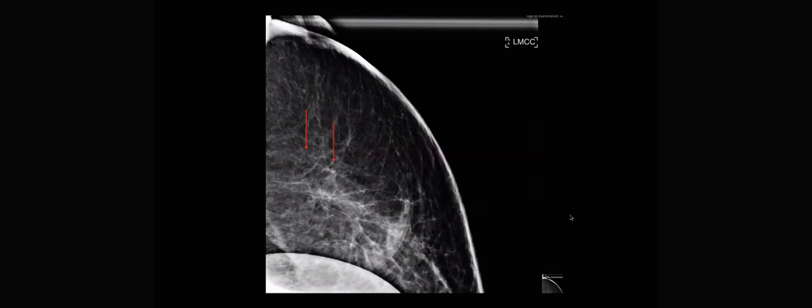Yes. To be a stereotactic guided biopsy. Excellent. Application. Then we do imaging to confirm the group of calcifications. Okay, excellent.